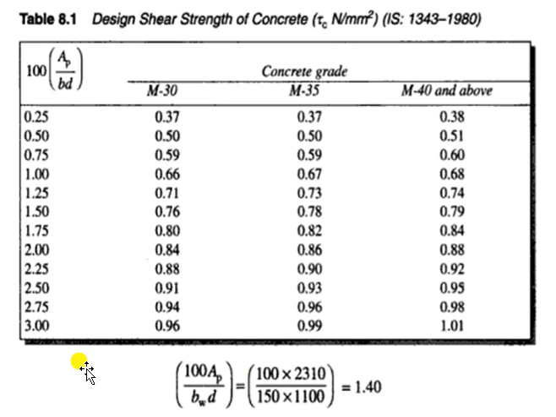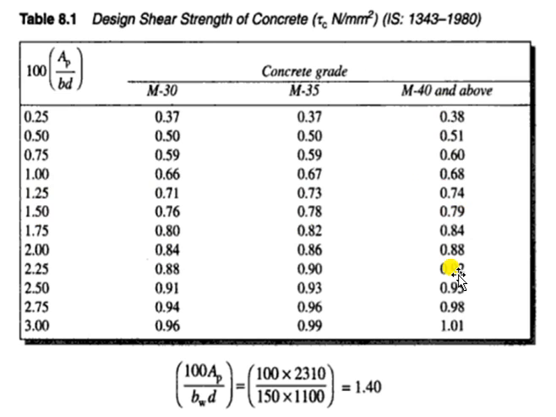So here in the question, what's the grade of concrete given? It is M45. So for M45 grade and for 1.4 value in this column, the ratio is 1.4. So here we have 1.25 and 1.5. For 1.25 it is 0.74. For 1.5 it is 0.79.